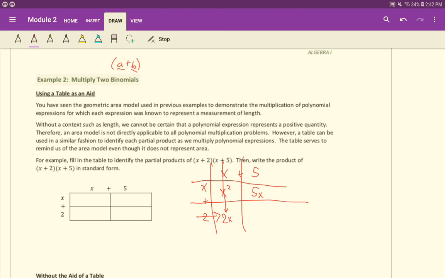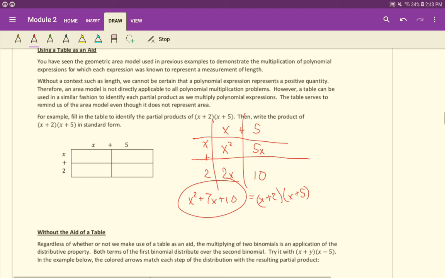Oops, I said x and I wrote a. Okay, and then finally here we have a 2 and the 5, so that'll give us 10. And we're just going to add these terms together. And voila, there's our answer. And that's the product of x plus 2 times x plus 5.